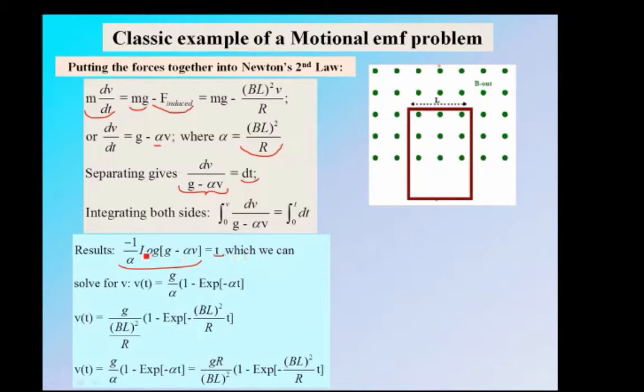This is an equation we can solve for v, and so the time dependence of velocity is g over alpha times 1 minus exponential minus alpha t. Putting in our alpha, here's v of t, and I've just left it as is. We can quickly put the R above here, and then this is the term that has the exponential in it. If we simplify that, here's the expression that we just wrote down, and that's the one we'll use.